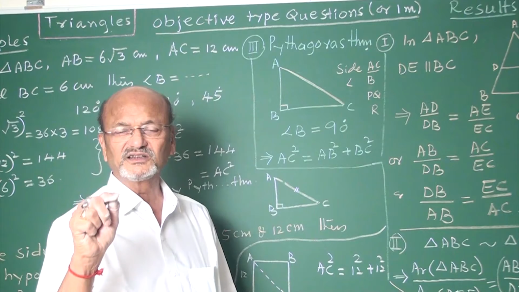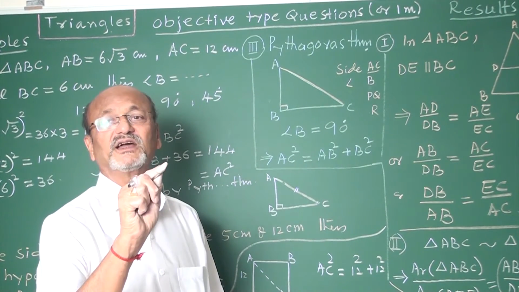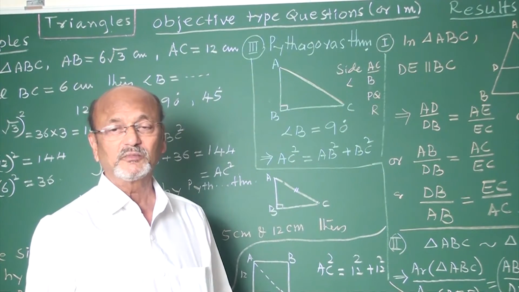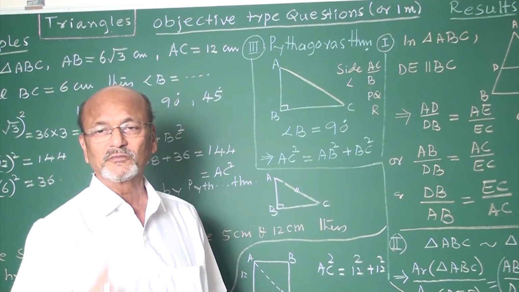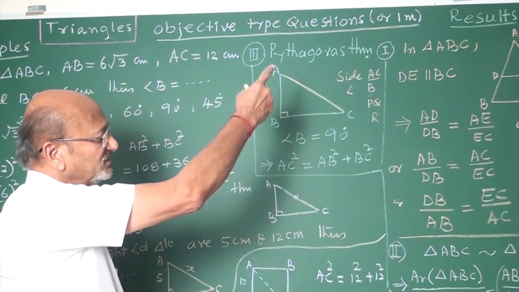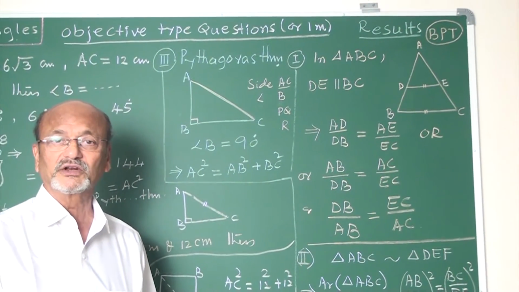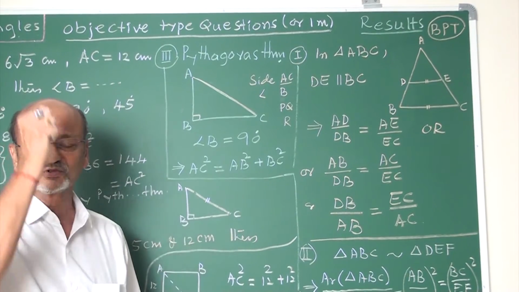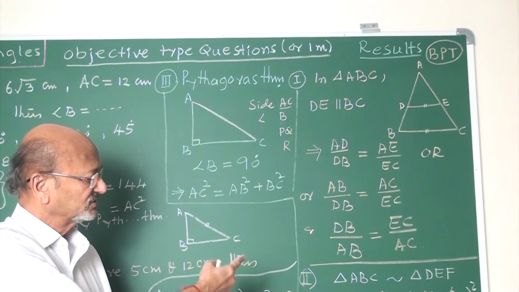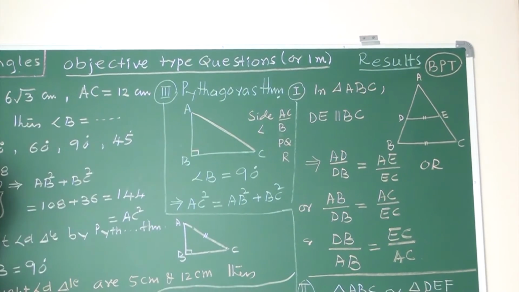You know that the result is done, but sometimes you may forget it. If you forget it, you will forget the example, and the examiners will take that advantage. Therefore, these results for objective type questions always have a very, very important place. This should be your bank.